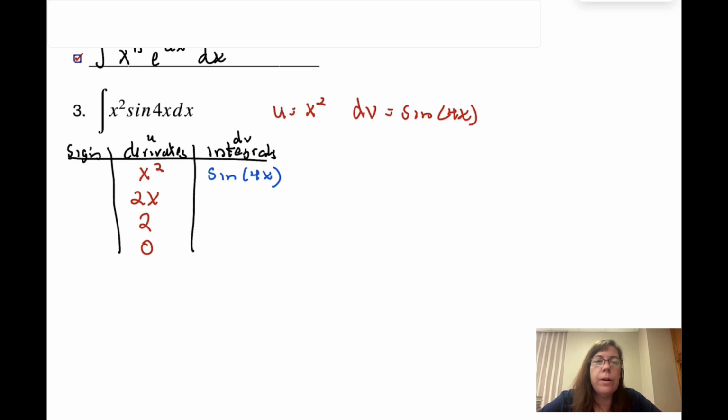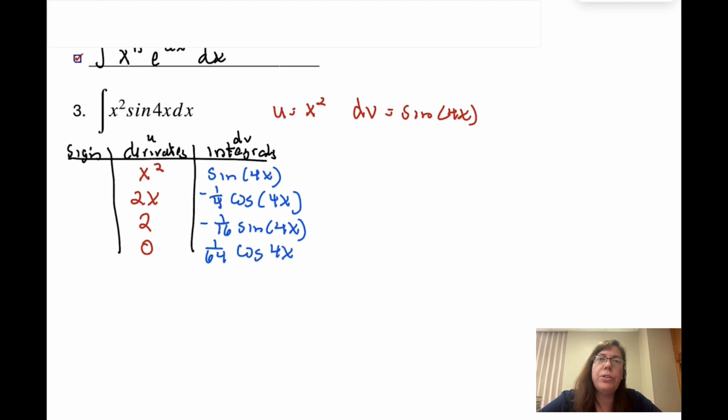The integral of sine of 4x is -1/4 cosine of 4x. The integral of that is -1/16 sine of 4x. And the integral of that is 1/64 cosine of 4x.